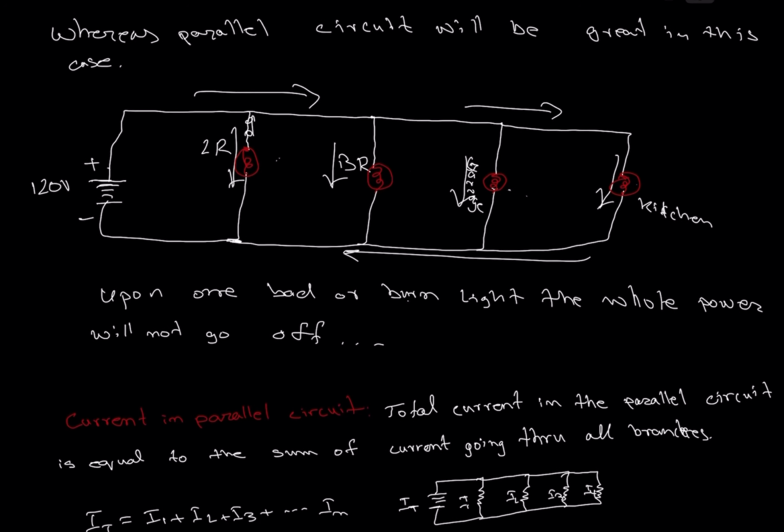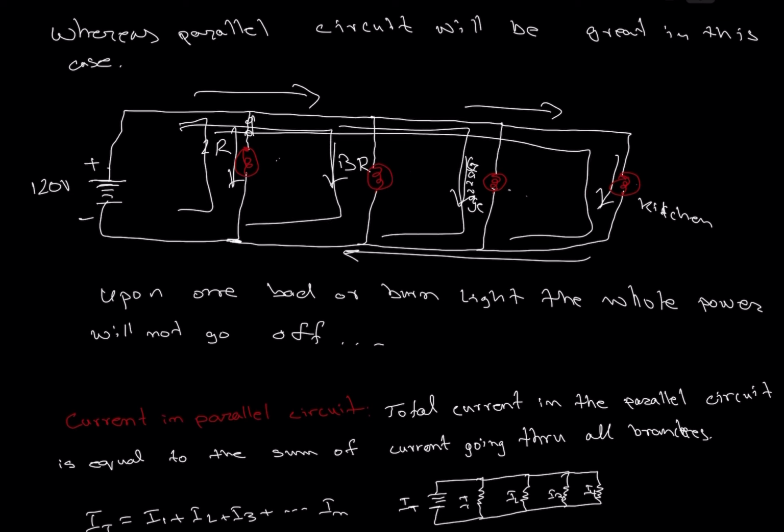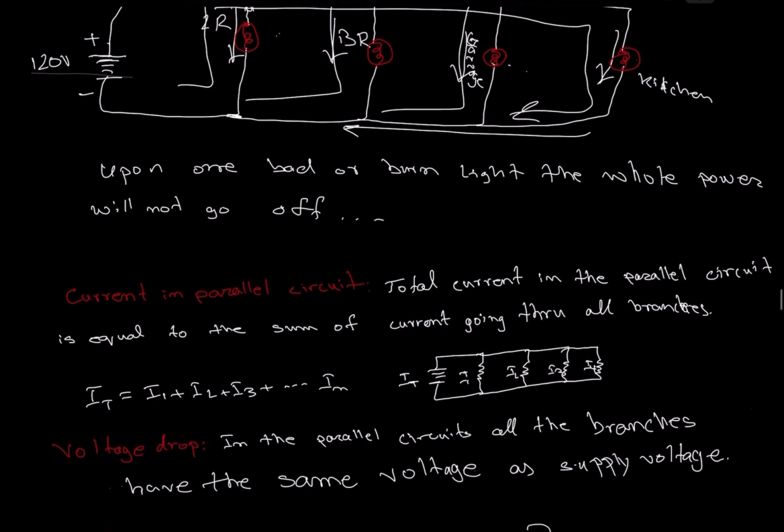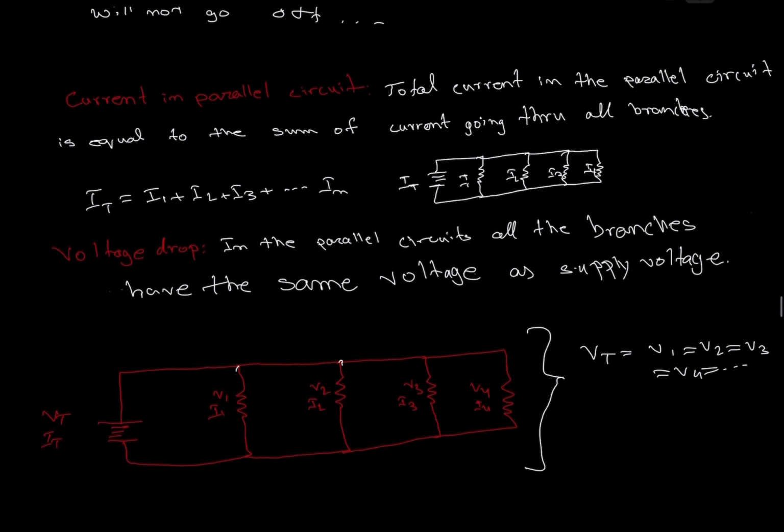So if you have a burnt light, the whole power will not go off. If you have a burnt light here, for example, this will not go off. You'll still have power, as I said: you have a route from here, a route this way, and also a route this way. So this will still complete the circuit, and you will not be out of electricity at your home.